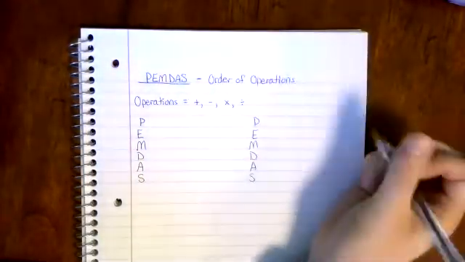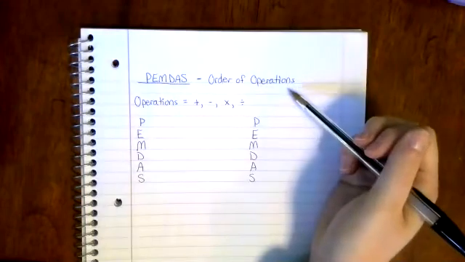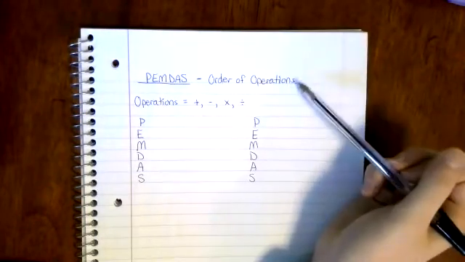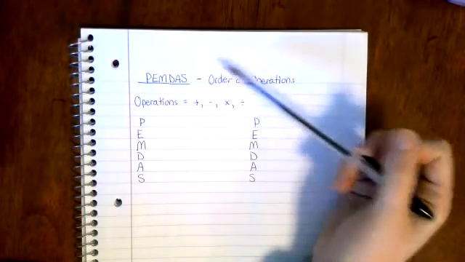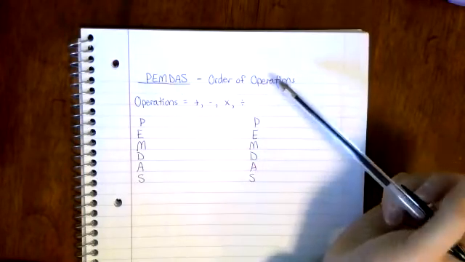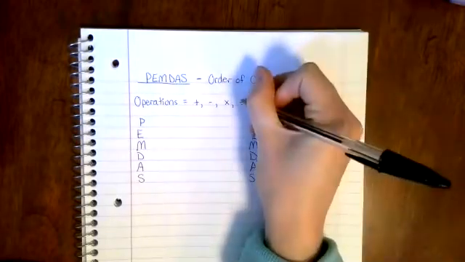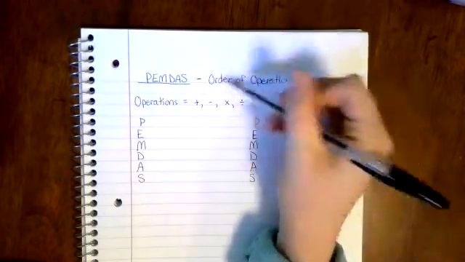Okay, our next math lesson is titled Order of Operations. The acronym for the order of operations is called PEMDAS. Okay, and so we're going to figure out what does that mean and how do we use it to help us solve math equations. So, order of operations.